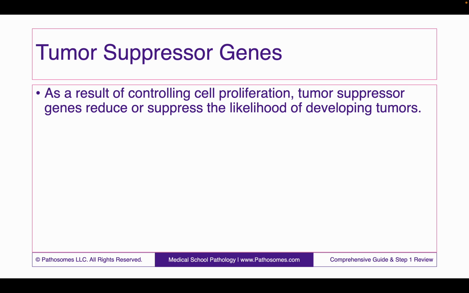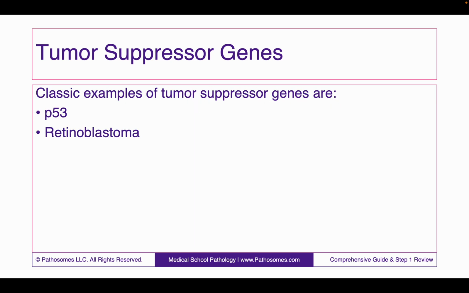Now let's talk a bit about tumor suppressor genes. As a result of controlling cell proliferation, tumor suppressor genes reduce or suppress the likelihood of developing tumors under normal circumstances, right? Tumor suppressor genes stop tumors from happening, suppress tumor growth. Classic examples of tumor suppressor genes are p53 and retinoblastoma. These genes are like brakes that stop tumor progression from going.